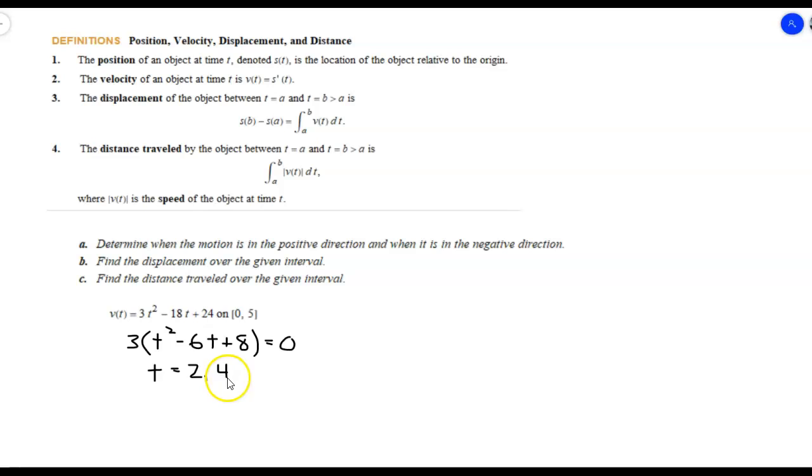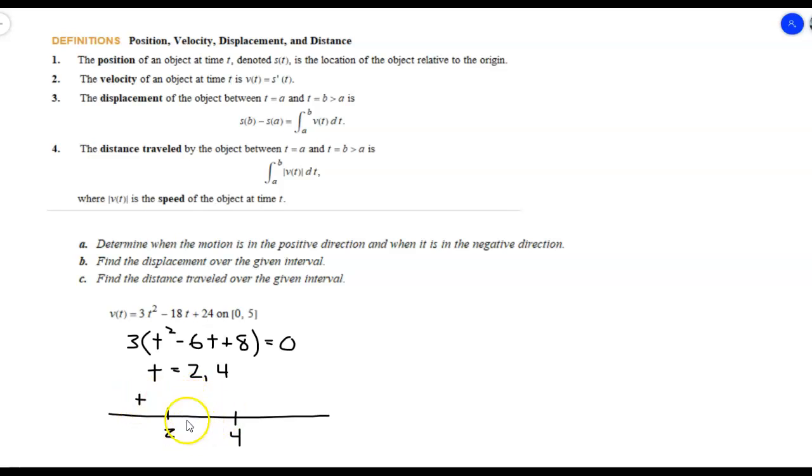So these are the two places where this graph here for the velocity function will cross the x-axis. So let's go ahead and set up our little interval here. So I'll put a little 2, I'll put a little 4, and then we can take test points somewhere here. So if we took 0 and we put that in the function, we're going to get a 24. That's pretty easy. So we'll get a positive.